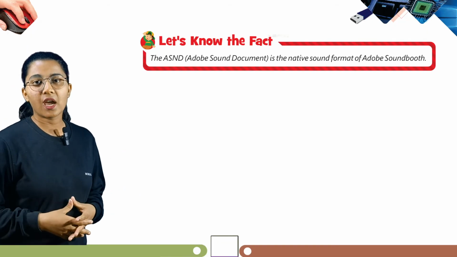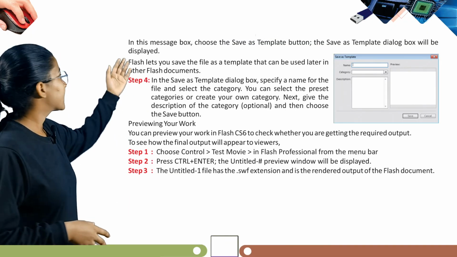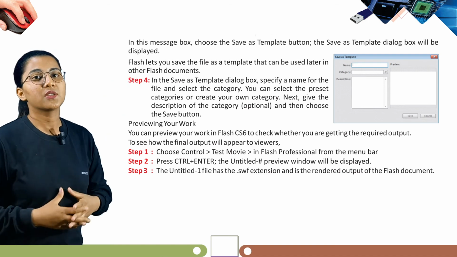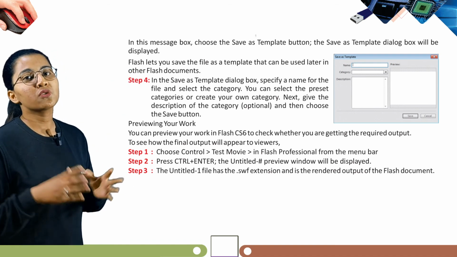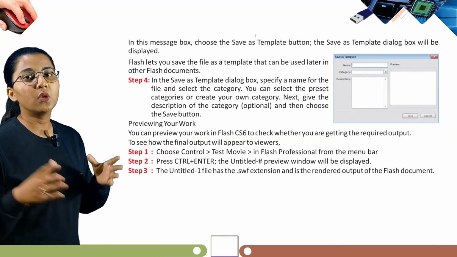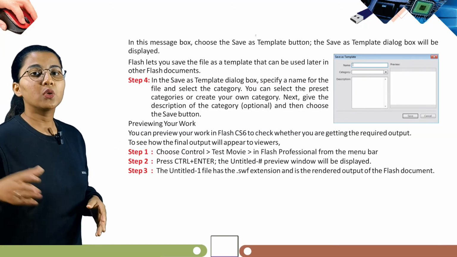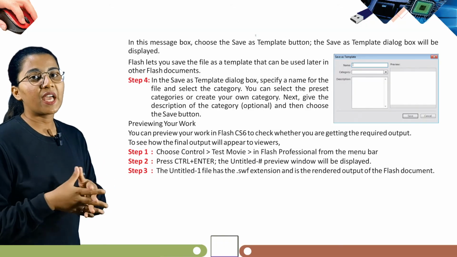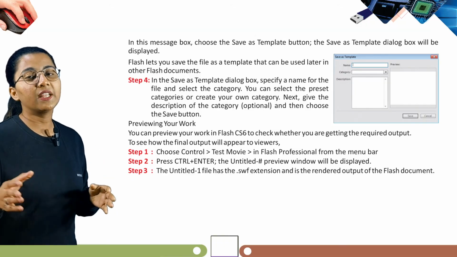Now students, let's start our new topic, that is saving a Flash document. To save a document, choose File, then Save. Enter a name for the file and choose a location on your hard drive to save it. You can save Flash work files in a FLA format.